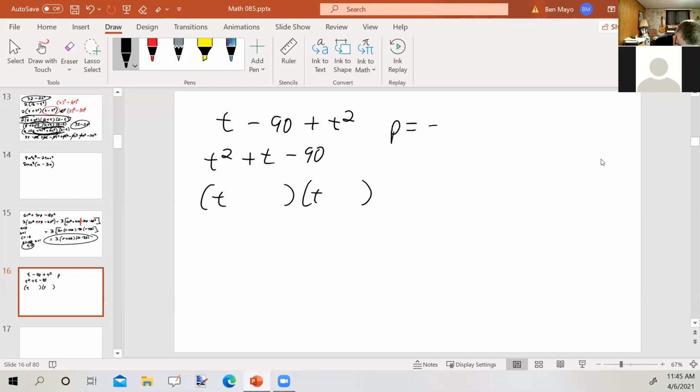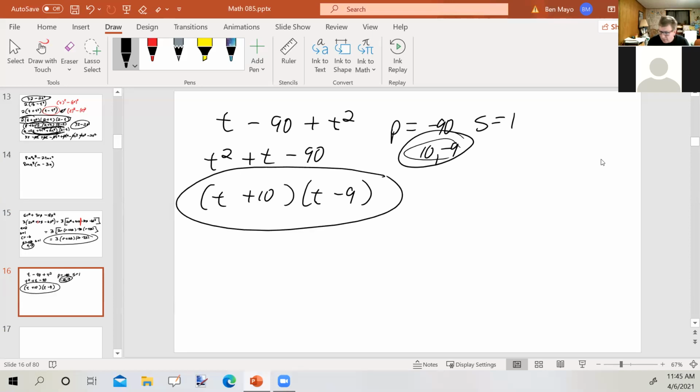So we're looking for a product that's negative 90 and a sum that's positive 1. How about 10 and negative 9? And those numbers go straight in the answer. Remember, when the leading coefficient is a 1, we don't have to use all that grouping stuff. We just put those right into the binomial factors.